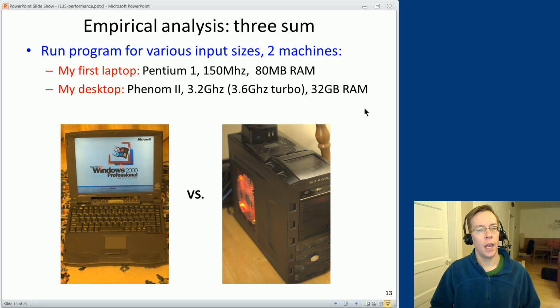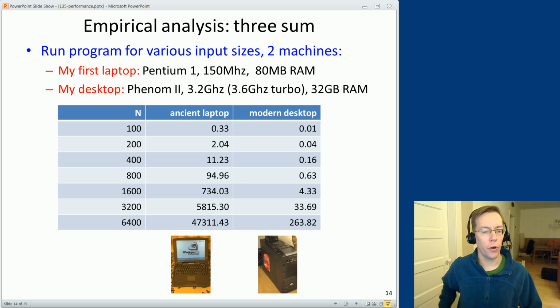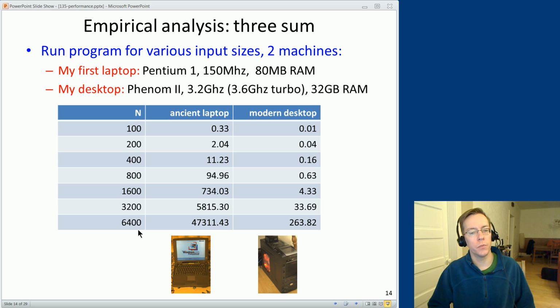Let's run 3-sum on those two machines. I ran it on different files of different sizes, from 100 integers to 6400 integers, and I timed how long it took on those two machines. You can see on the ancient laptop, when we run at 100, it takes 0.33 seconds, and I could hardly measure it on the modern desktop. But notice what happens when I double the size of the input array. Now we're up to 2 seconds, and the desktop's still doing pretty good at 4/100ths of a second. I double it again, now I'm at 11 seconds, and so on.